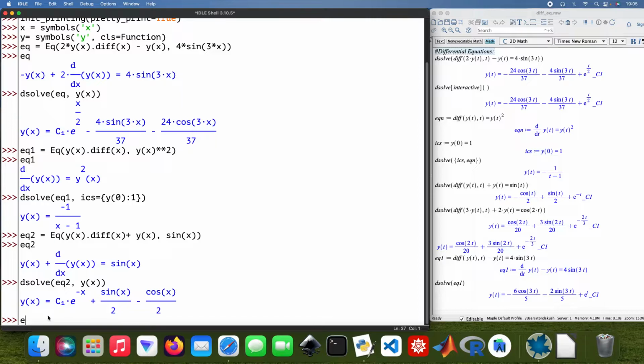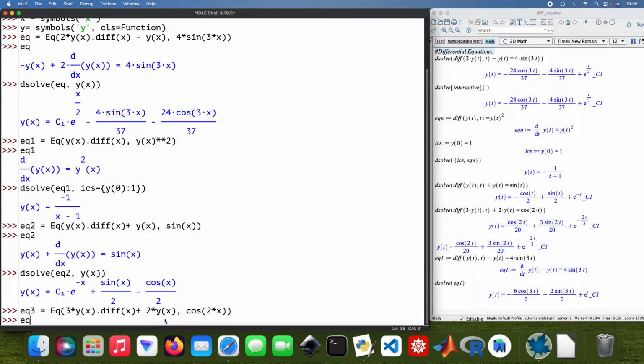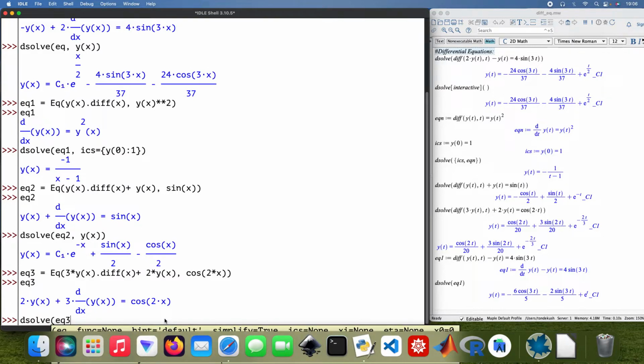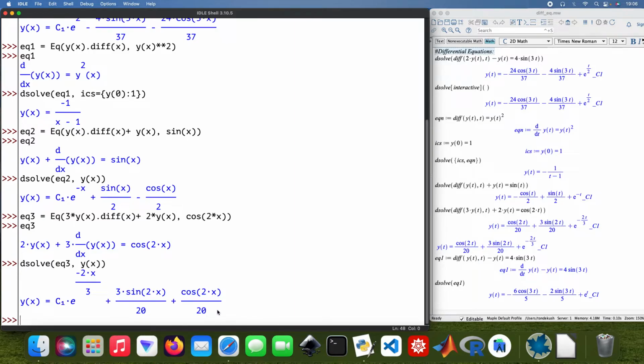And then equation 3 equals EQ, all right, and then all of these, I'll just copy that. Command copy, paste that, change that to 3, plus, okay, 2 times y(x). That's equal to cos 2 times x. So then equation 3, okay, then dsolve it. So EQ3. Okay, cool. So that's the same as that. It's just the same.